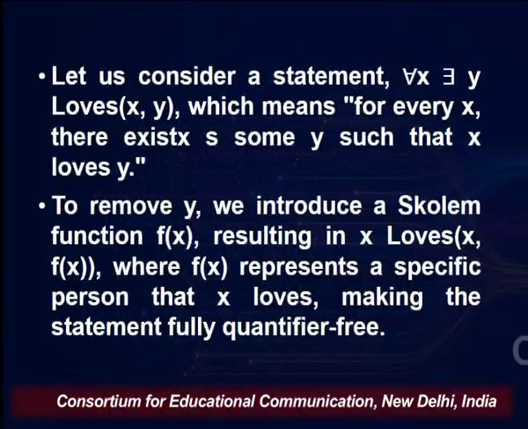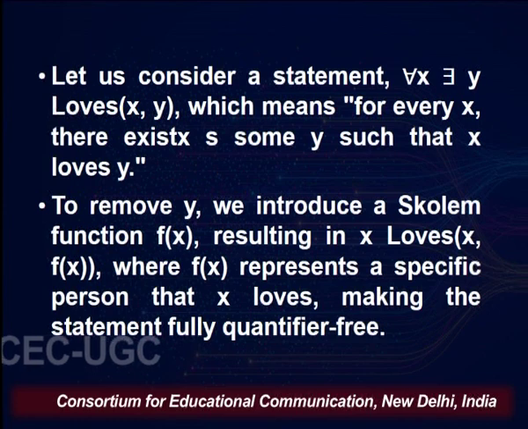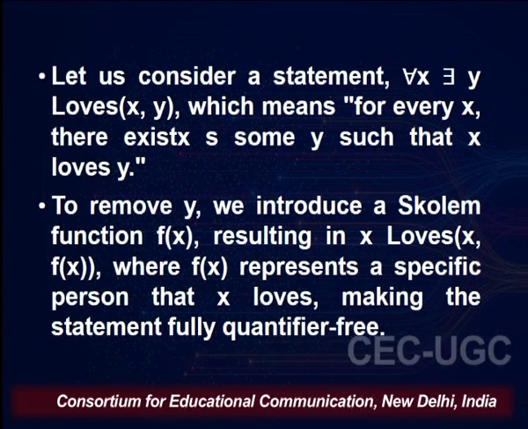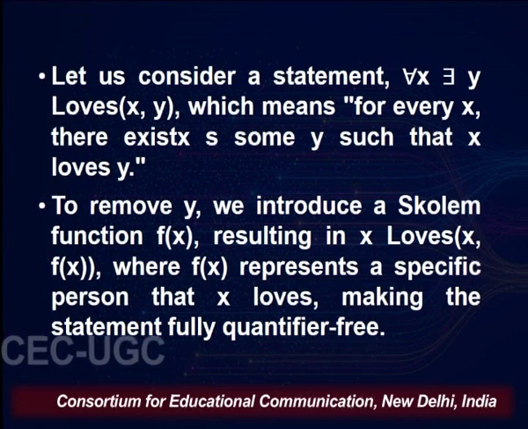Now, at later stages, what do we need to do? We need to remove this existential quantifier and the corresponding variable also. So, that means here I am talking about y. So, in order to remove y, we introduce a Skolem function which is f(x), resulting in loves(x, f(x)). So, in place of y, we have written f(x), where f(x) represents a specific person that x loves, making the statement fully quantifier free.